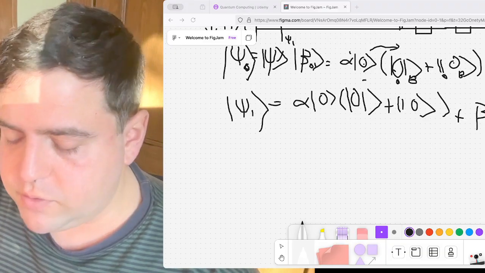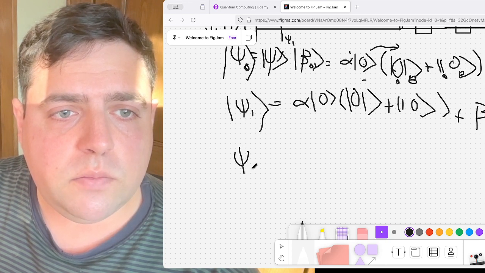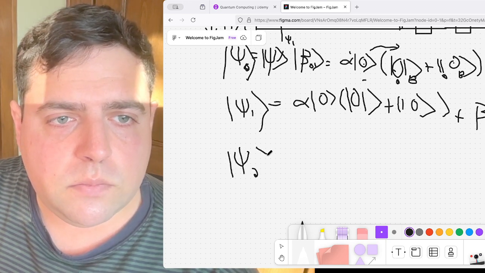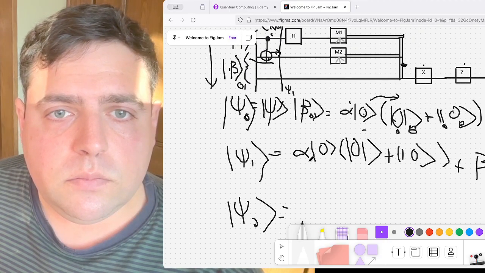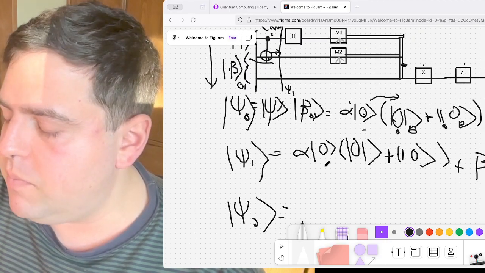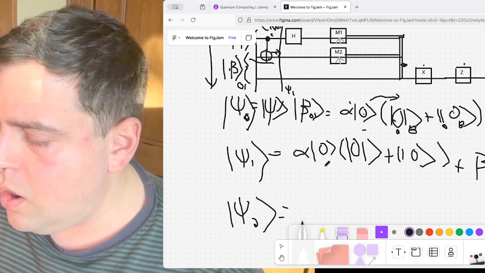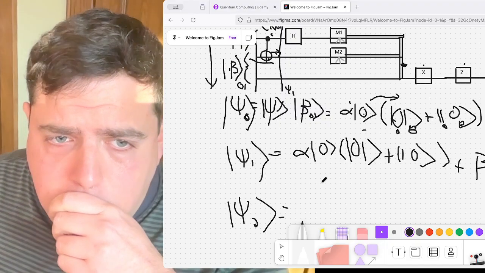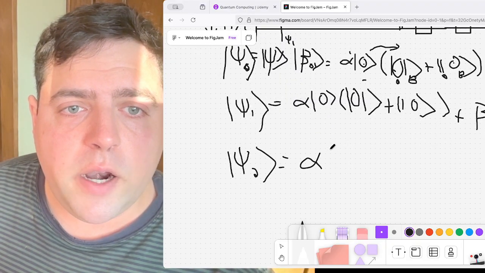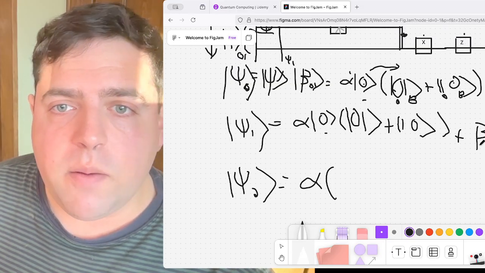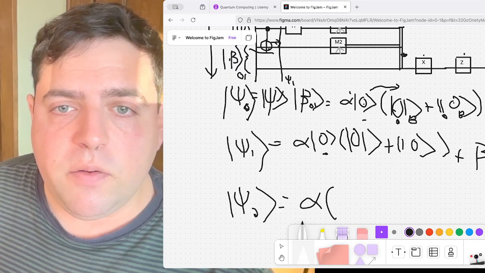Sorry, this mouse is not behaving right now. Psi 2. Alice's first bit through the Hadamard gate. Even I lose track of the indexing sometimes. Alpha. All right, so we're sending this through the Hadamard gate. These two guys here, Alice's first bit. And the indexing should be read left to right.